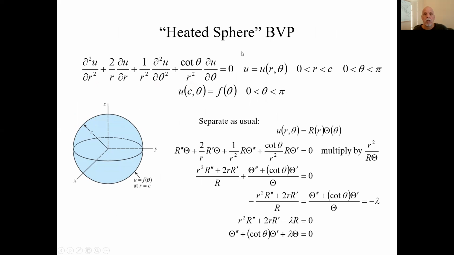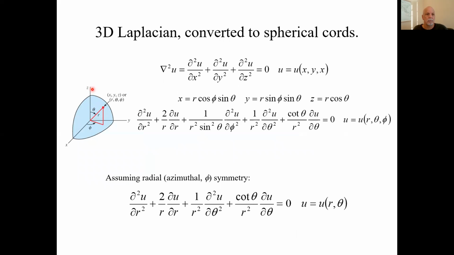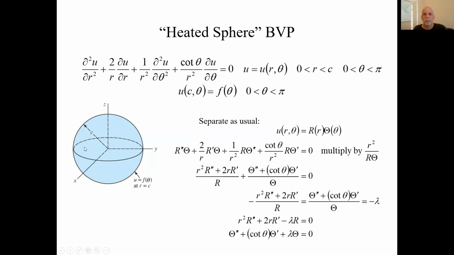Here's our equation, and we'll do the boundary value problem of the heated sphere, which obeys this Laplacian equation. We'll say out on the outer edge of that sphere, where r is equal to the constant c, which is the radius of the sphere, the temperature is held at some function of theta, the angle from the z axis. So theta goes from 0 to pi, North Pole down to the South.